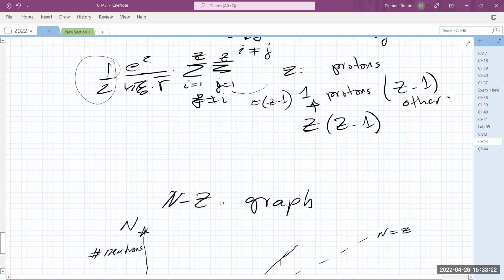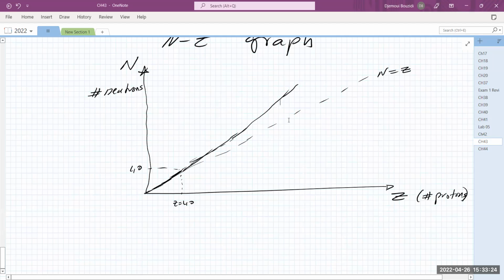So for heavier elements, for elements that have big Z's, you really need more neutrons per nucleon compared to the number of protons in order to keep it stable. So this is the stability line, and it starts to deviate for larger and larger Z. So more neutrons are needed in this case for the elements to become stable. So this is the stability curve.